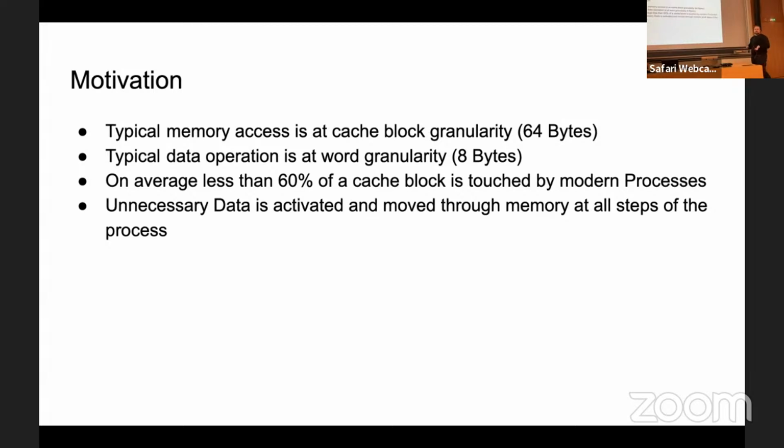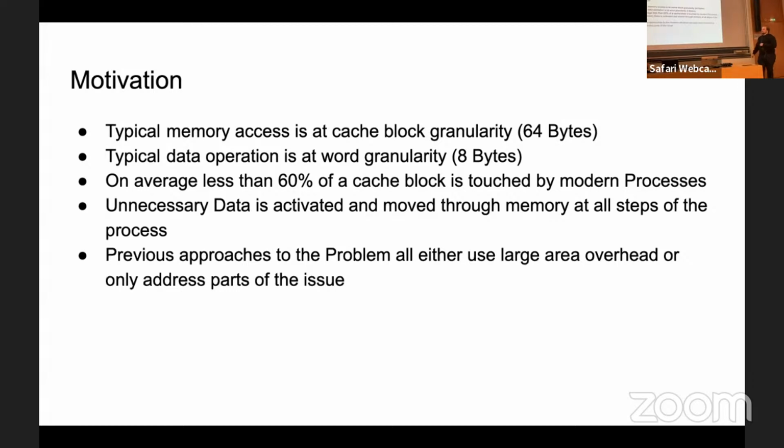So a considerable amount of data in a cache block is loaded into memory, but never actually used. So there is unnecessary data activation and movement through all steps of the DRAM process, basically. And we want to avoid that because inefficiency is bad. Previous approaches to the problem all either use very large area overhead or only improve parts of this process. And this paper aims to sort of improve everywhere, basically, and do so with less area overhead.